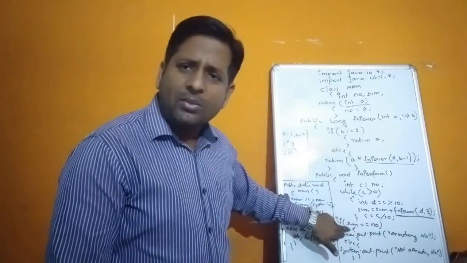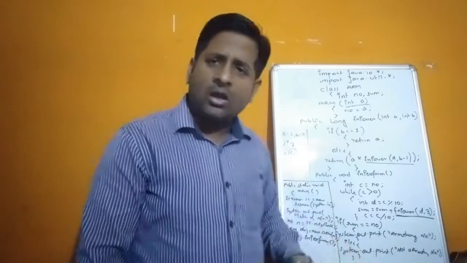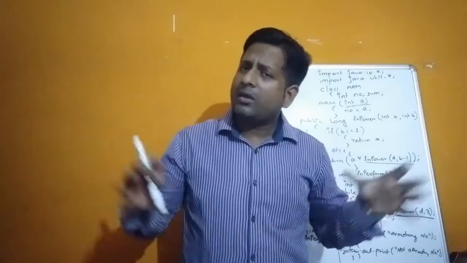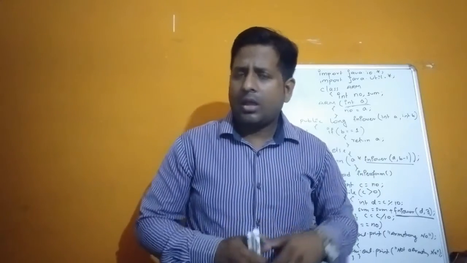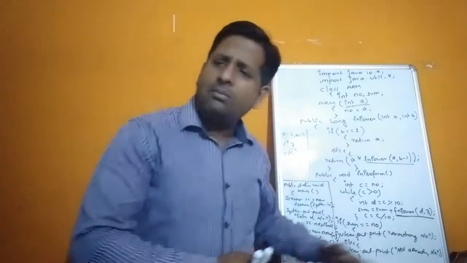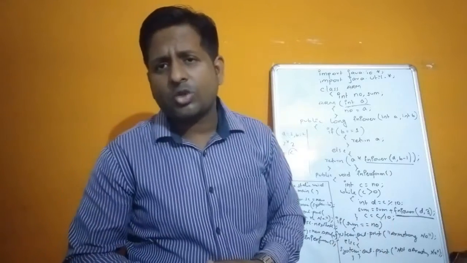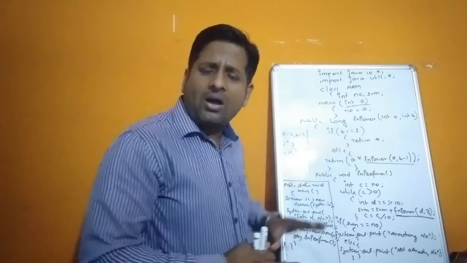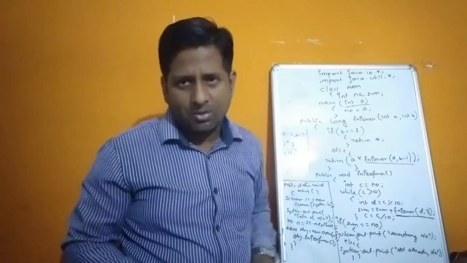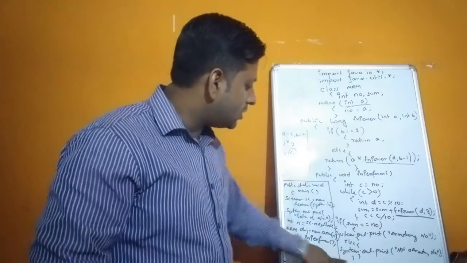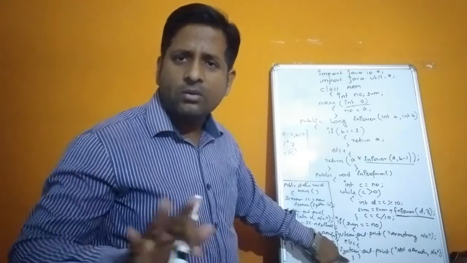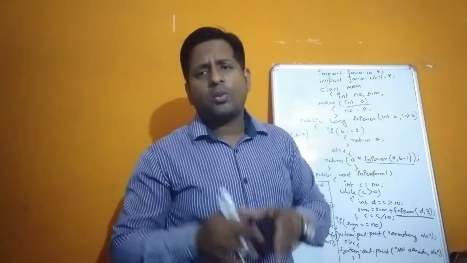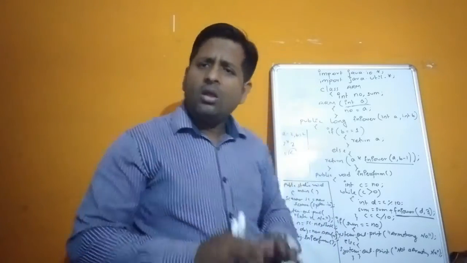After that, whatever sum you get, you need to check it with the original number. If both are the same, that is an Armstrong number, else not an Armstrong number. Then in some questions they ask for the main function, otherwise they don't. If they don't ask for the main function, your answer is up to this much, finished. If they ask for the main function, create the object and all, no problem.